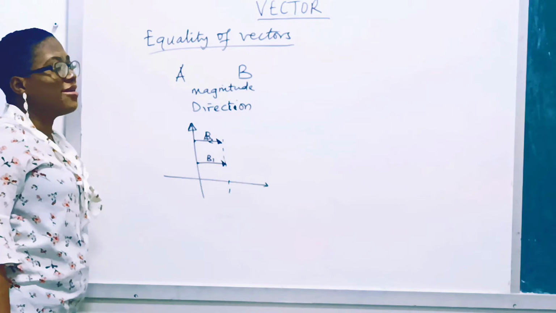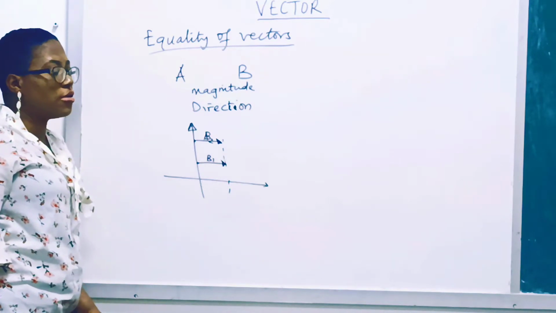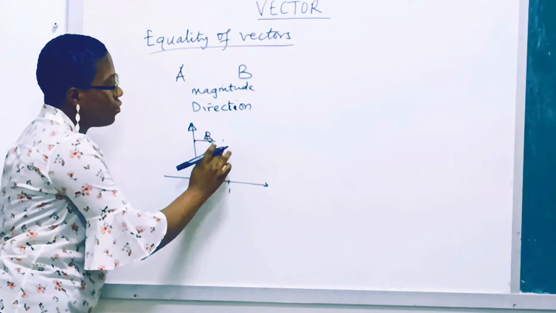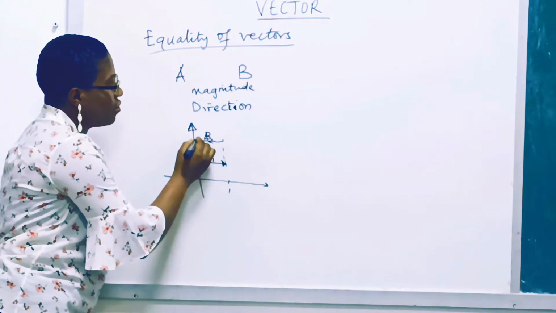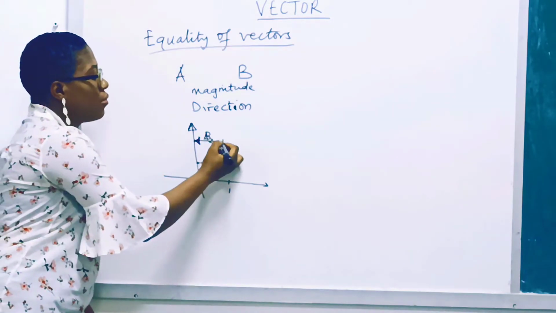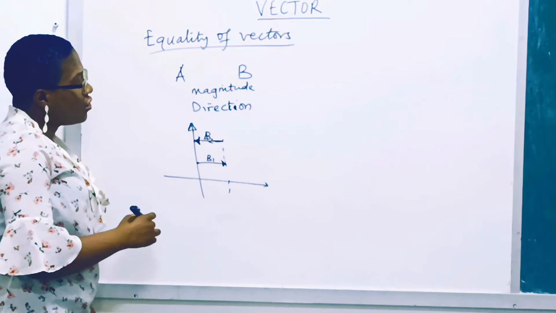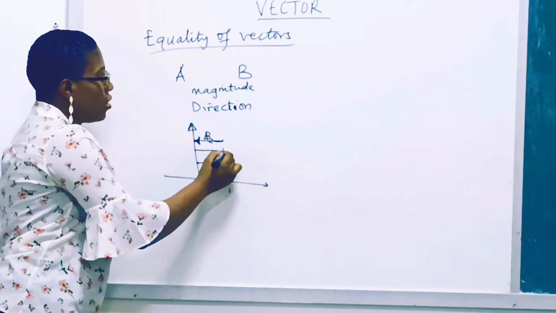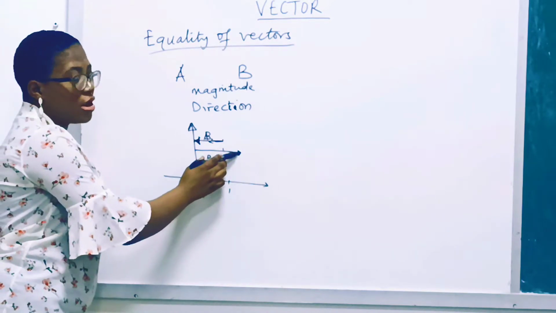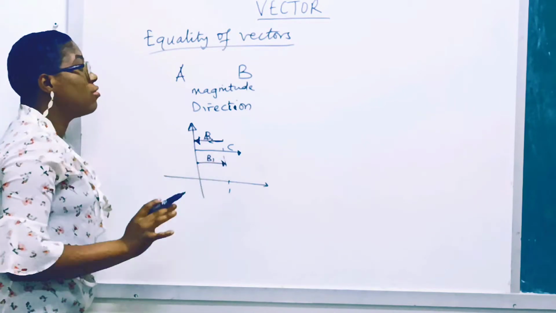Two vectors are equal if they have the same magnitude and direction. Suppose that this one now was facing this way. They are not equal again, because the directions are different. And if I have another vector here that is something like this, it has the same direction as this, but has a different magnitude, so it's not equal.